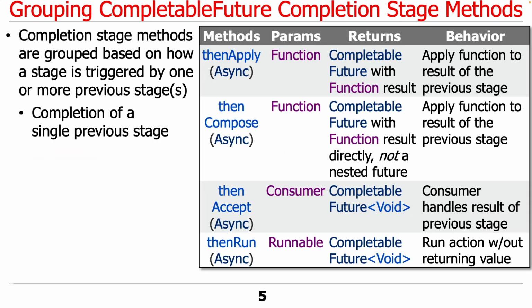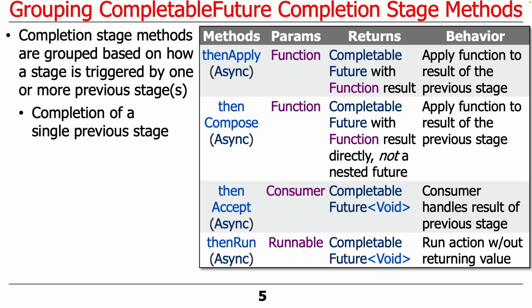So let's first give an overview of some of the key CompletionStage methods that complete when a single previous stage completes. As you can see, we've got four of them listed here. We've got thenApply, which takes a function, a Java functional interface Function, and returns a CompletableFuture with the result of that function being applied. The behavior is to apply the function to the result of the previous stage. So whenever the previous stage completes, thenApply will run and apply the function on that result.